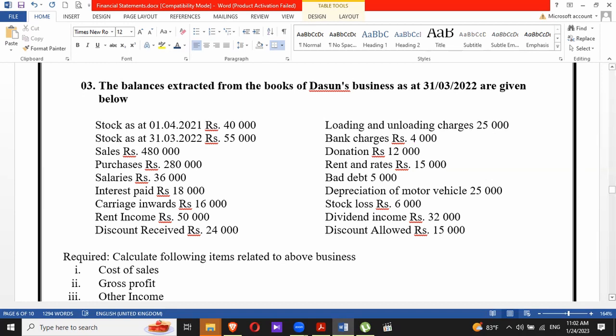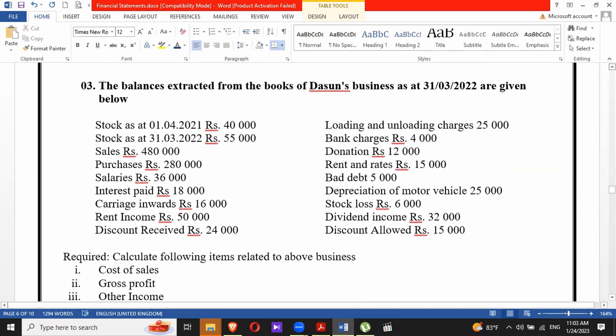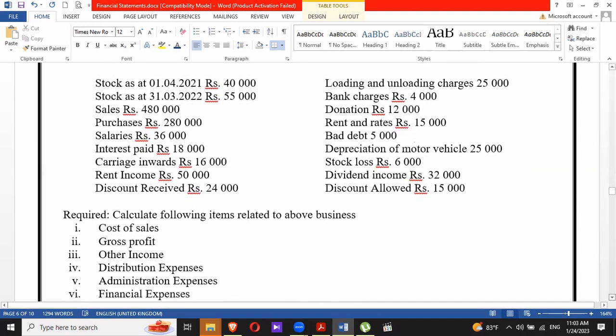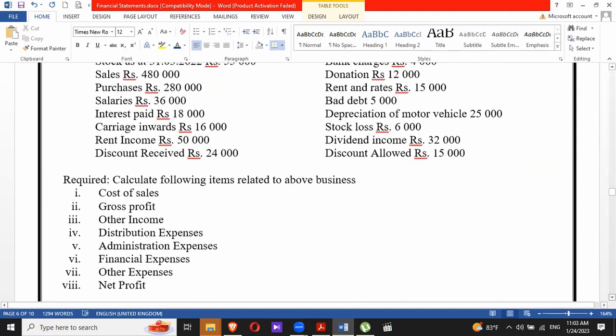So how to calculate cost of sales, how to find out the gross profit, I have already explained. Now we are going to calculate net profit, right? We can't directly calculate that. Before that, we have to calculate cost of sales, after that gross profit, then other income, distribution expense, administration, financial, other. At last only you can come up with the answer for the net profit, right?